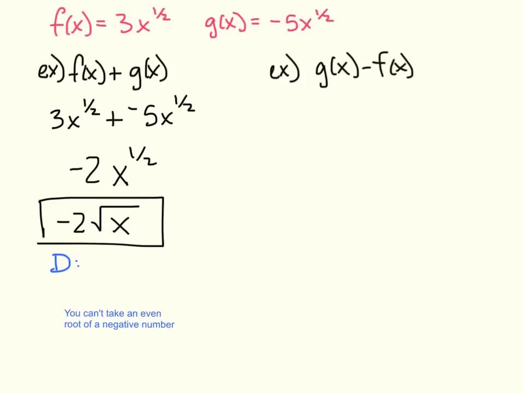So there's two different ways I could write that. I could write that as all of the x's that are greater than or equal to 0. Another way I could write that is all non-negative x values.